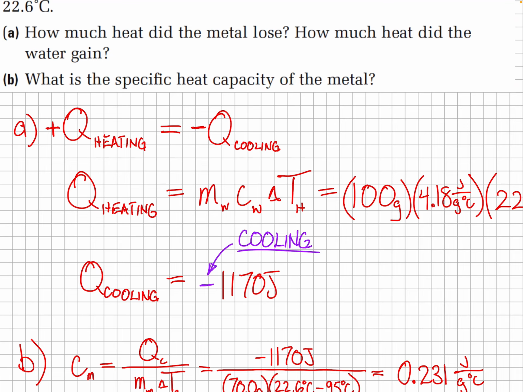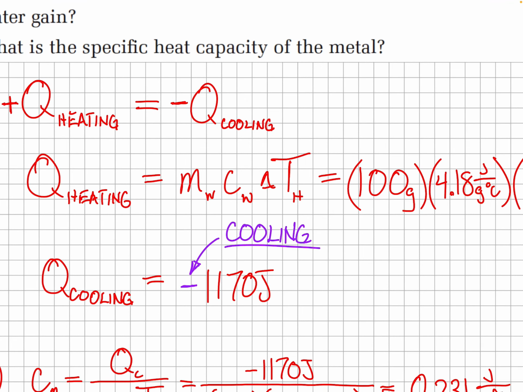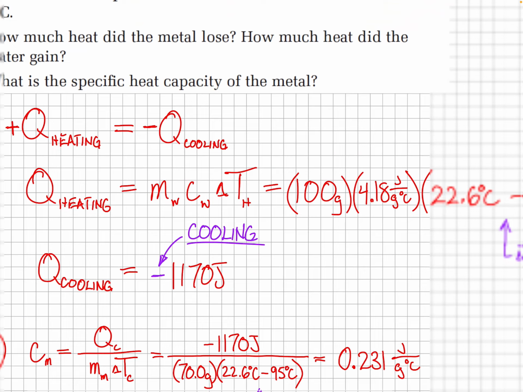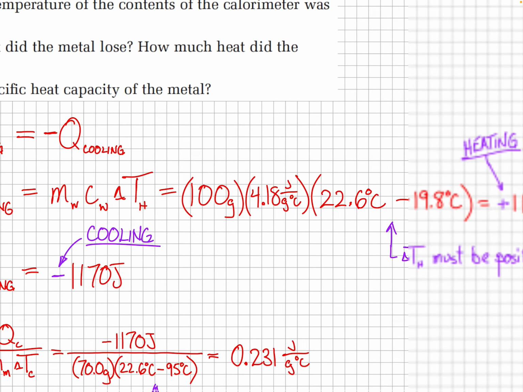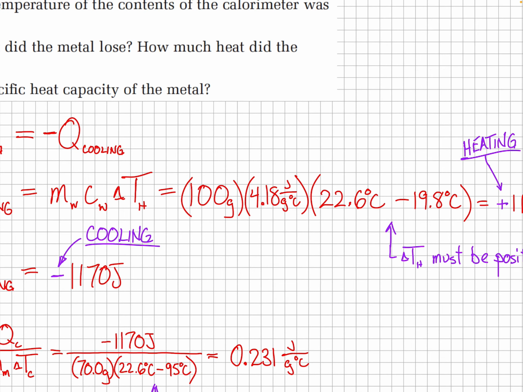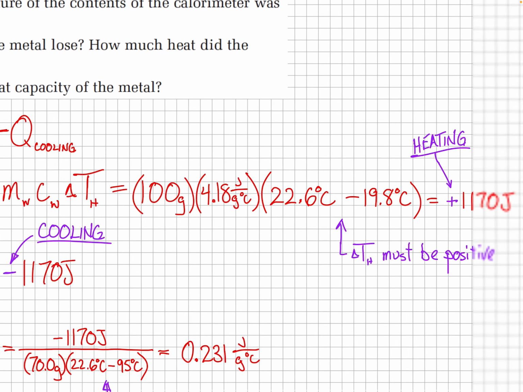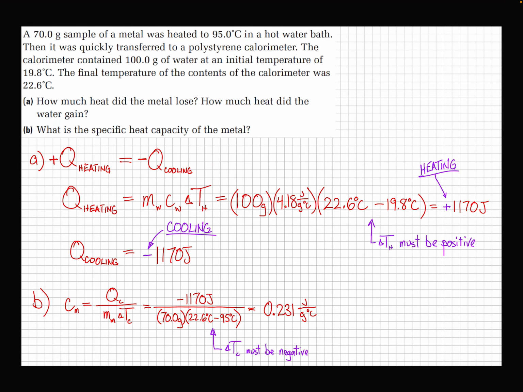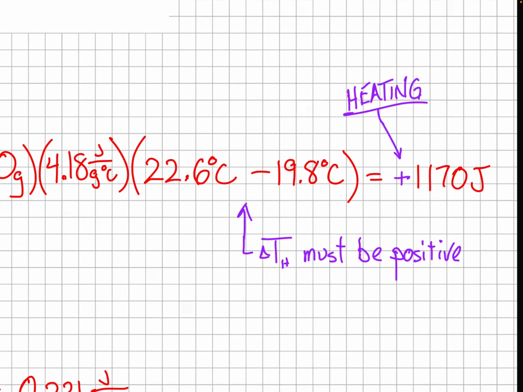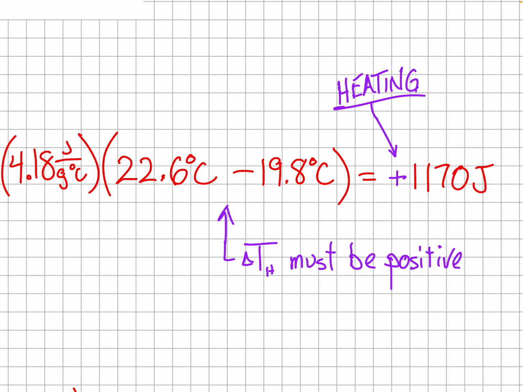So we can calculate the heating of the water very easily by using our previous formula and defining our variables. We know that we have 100 grams of water. We know that it has a specific heat capacity of 4.18 joules per gram per degree Celsius. And we're going to calculate our change in temperature. Now, this is the important thing. This value must be positive.